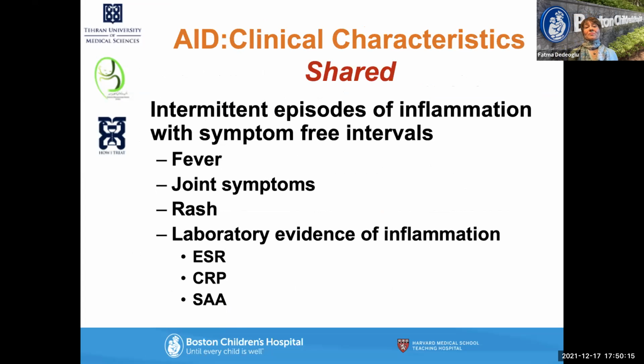So just a brief basic: what are autoinflammatory diseases? They have some shared characteristics, which we call intermittent episodes of inflammation that usually cause fevers, and the organs that are involved most commonly in many of them are joint symptoms and rashes. And then there's laboratory evidence of inflammation.